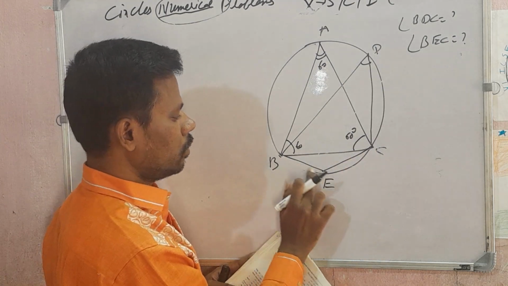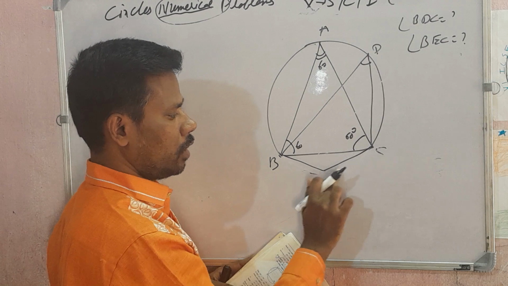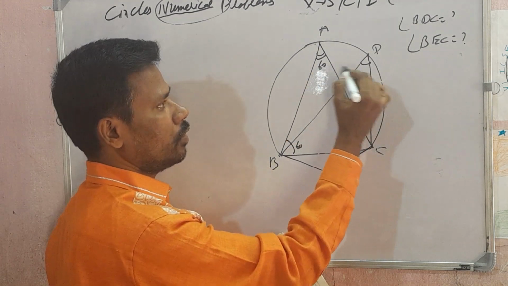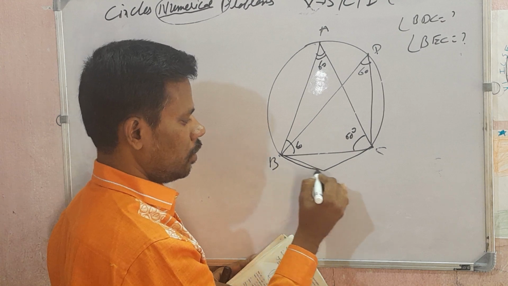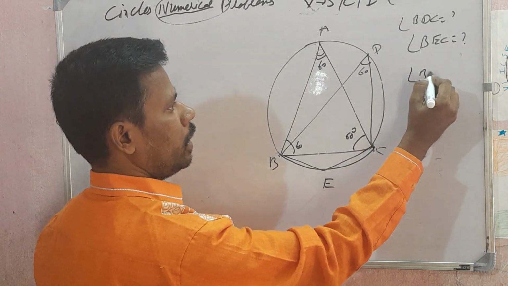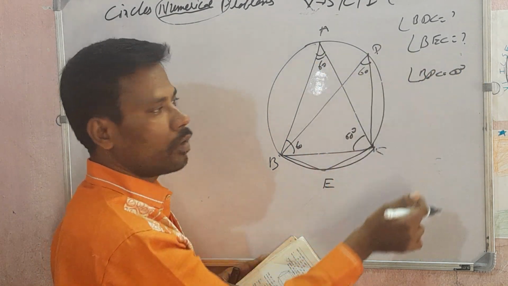See here, this angle and this angle, they are lying on the same arc, no? This one. So angles in the same segment. So if this is 60, this is also 60. Right? So angle BDC is also 60. Angles in the same segment of circle are equal.